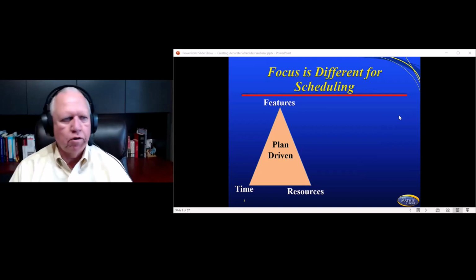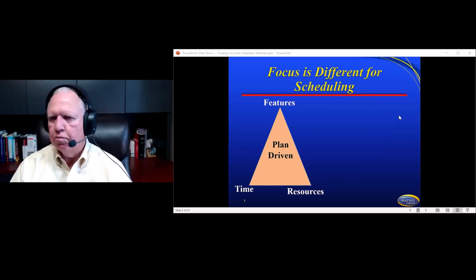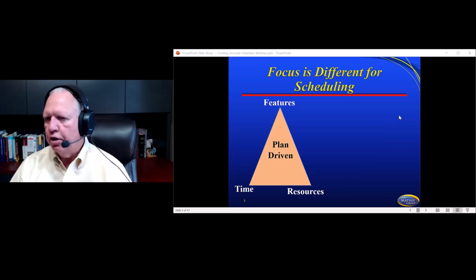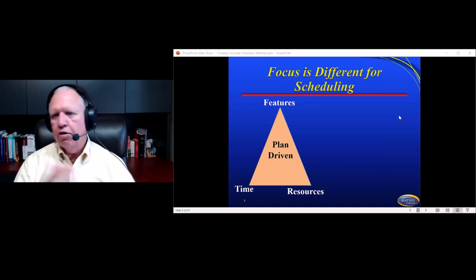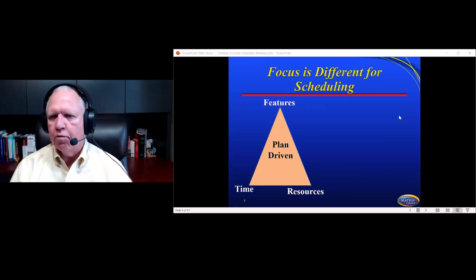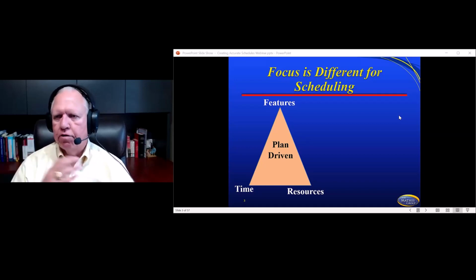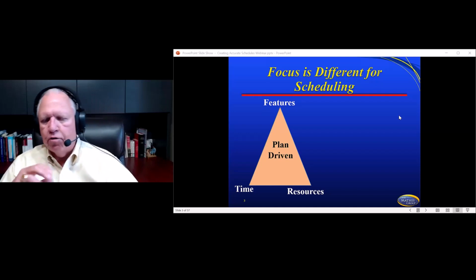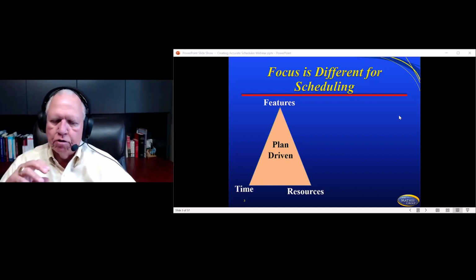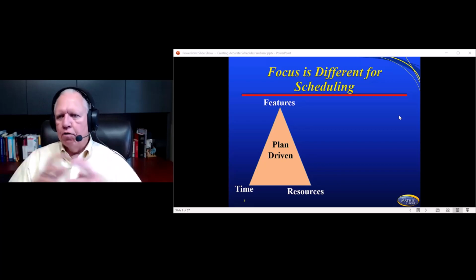Plan driven is also known as waterfall. Waterfall is the most common. It's traditional project management. It's been around for years and years. When many people talk about project management, including all of us, we a lot of times make that reference to waterfall, because it has such a history with everybody and everything. When you're looking at plan driven or waterfall, you're looking at features, resources, and time, and we're trying to balance every one of those three sides. We spend our whole time looking at this.